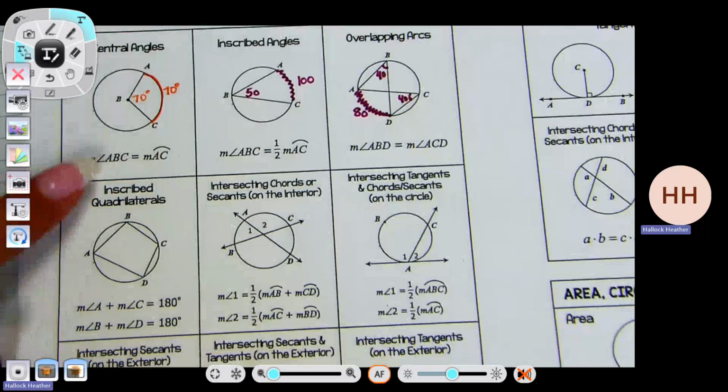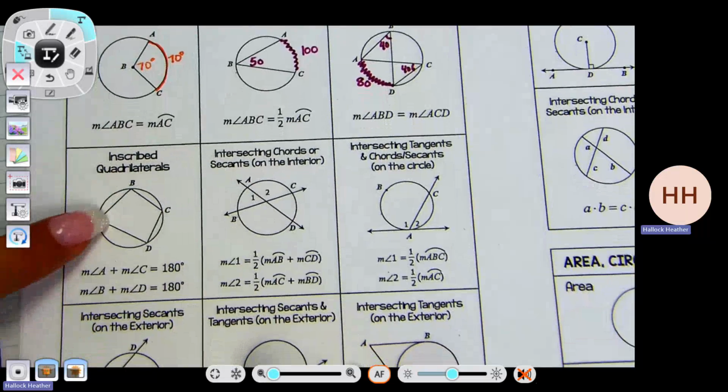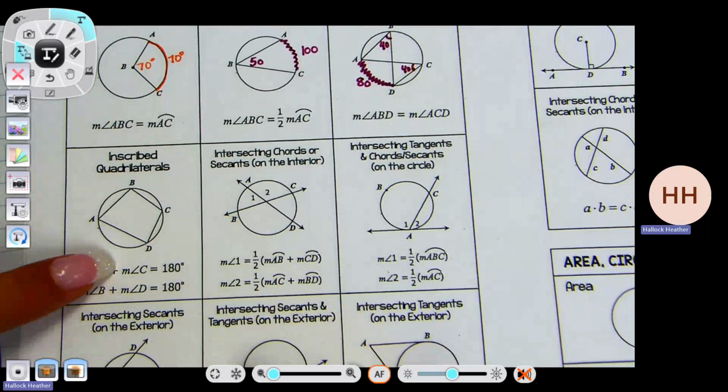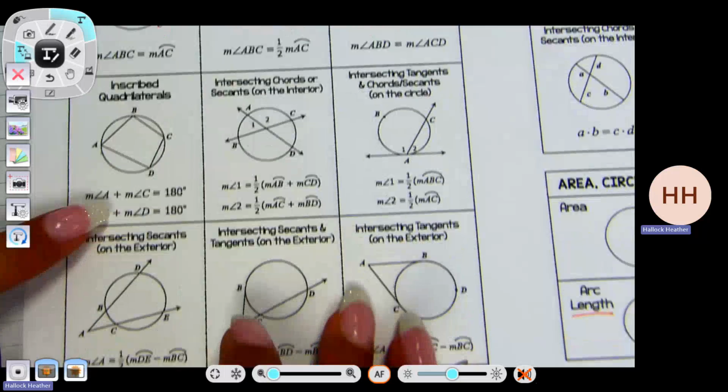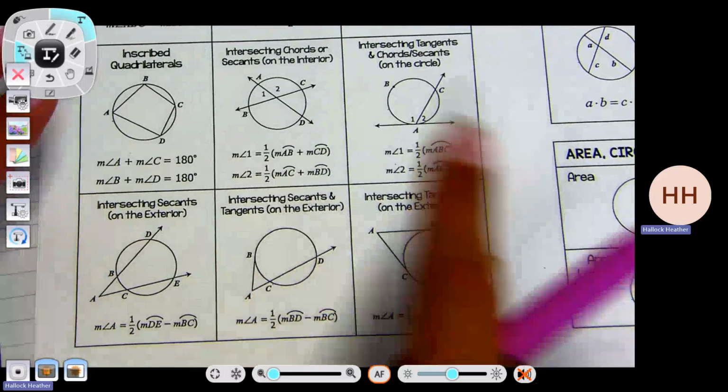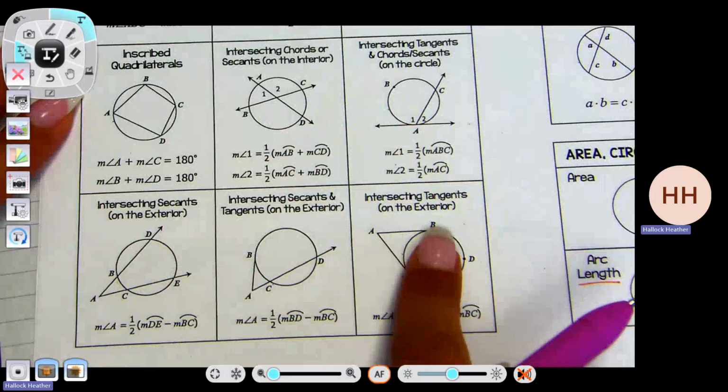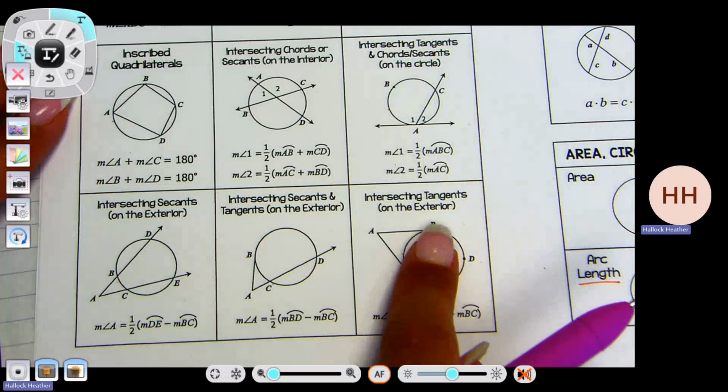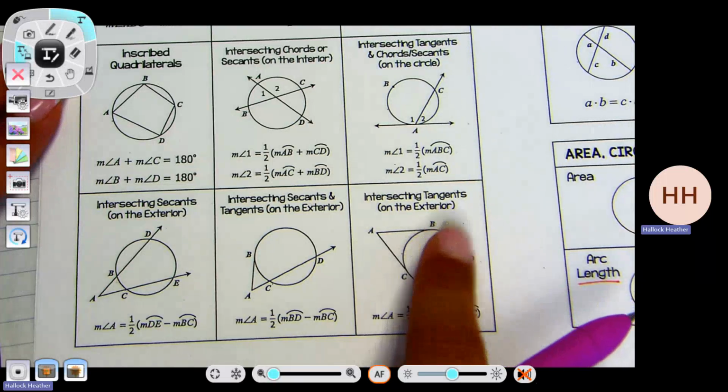Then we talked about inscribed quadrilaterals. Inscribed quadrilaterals was just a review of quadrilaterals. Opposite angles add to make 180. So the new stuff we're doing today are these 5 things. Kind of sounds like a lot. 5 things is a lot, but it's not a lot because the rules are exactly the same basically for each like bottom 3.